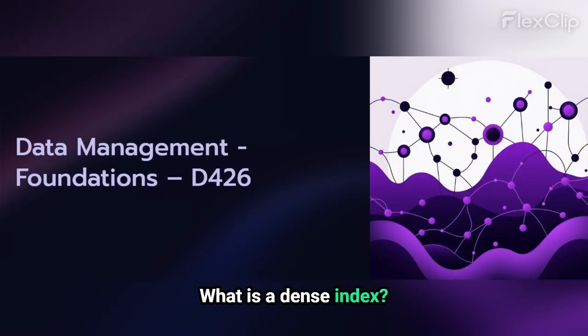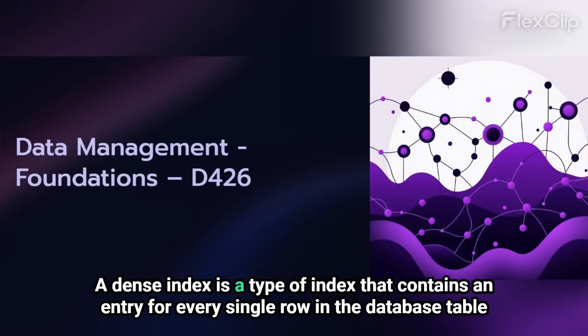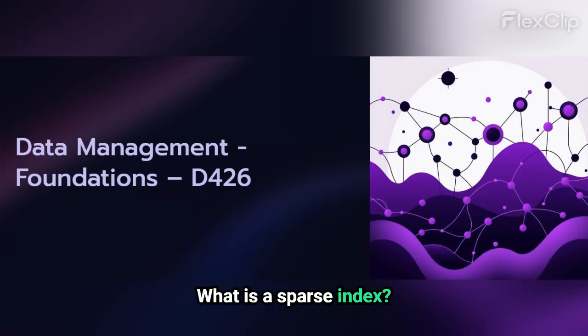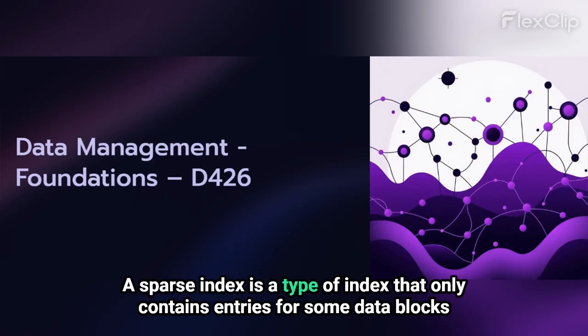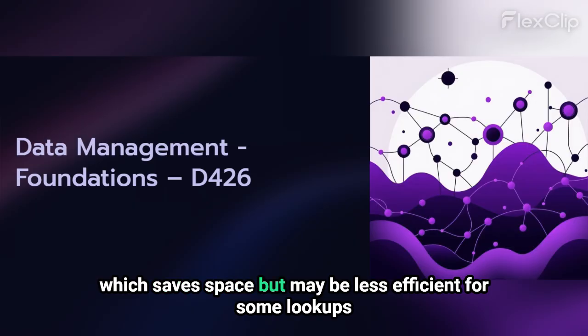What is a dense index? A dense index is a type of index that contains an entry for every single row in the database table. What is a sparse index? A sparse index is a type of index that only contains entries for some data blocks, which saves space but may be less efficient for some lookups.